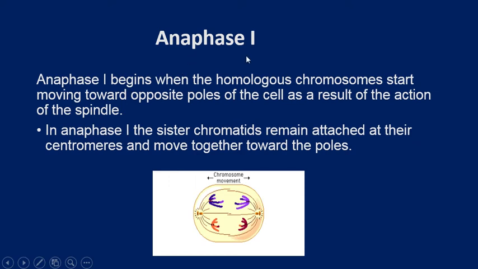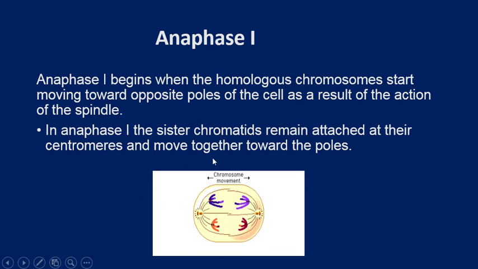After this, anaphase 1. Anaphase 1 begins when the homologous chromosomes start moving toward opposite poles. Here they begin to move. Chromosomes start to move to opposite poles of the cell as a result of the action of the spindle. So you can see here these chromosomes are shifting, moving toward one pole, and the other set of chromosomes are moving to the other pole.